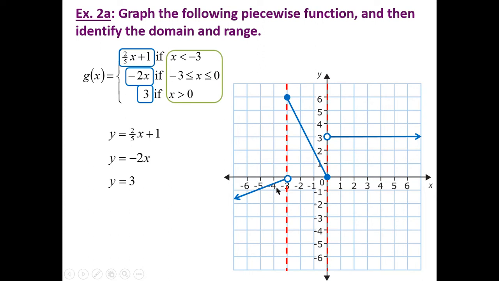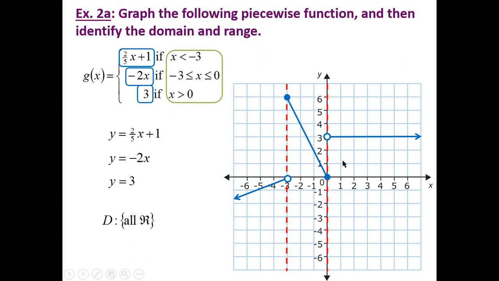As we move along here from the left, we approach -3, and then it jumps up to our middle line, and then it travels along, and then it'll jump back up to our horizontal line. So there are no gaps. So our domain is going to be all real numbers.